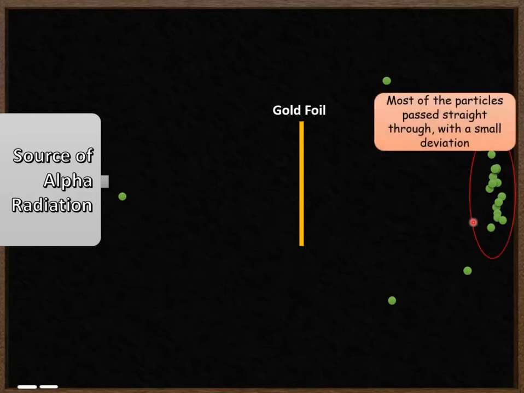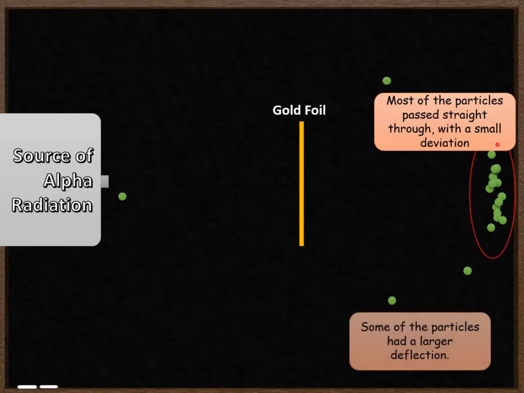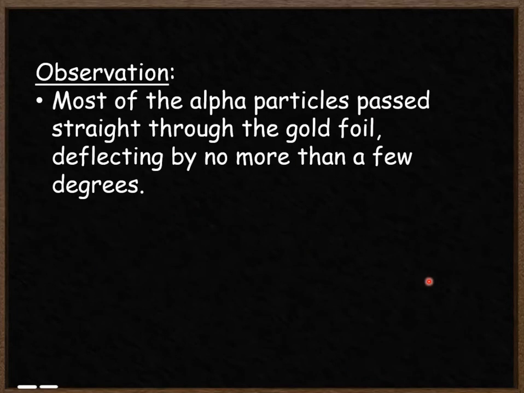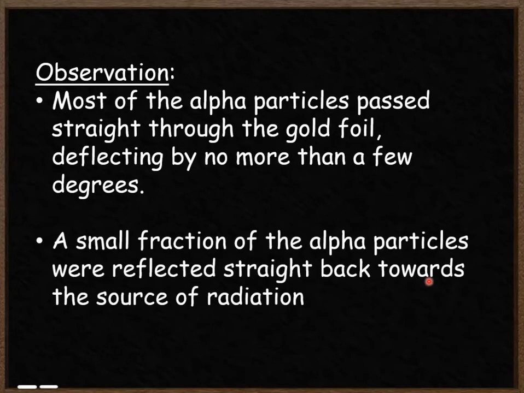So most passed straight through with only a small deviation. Some of the particles had a slightly larger deviation, and very few of them deflected straight back to where they came from, around 1 in 8,000. So his observations were that most of the particles passed straight through, deflecting by no more than a few degrees, and a small fraction of the alpha particles were reflected straight back towards the source. Using those two pieces of information, he was able to determine what the structure of the inside of an atom was like.